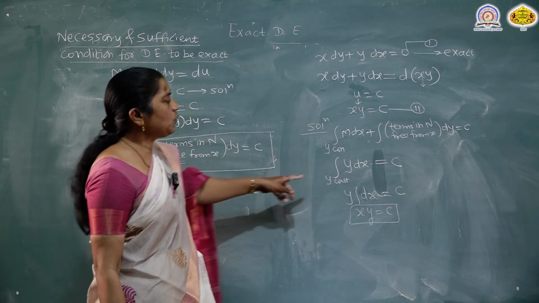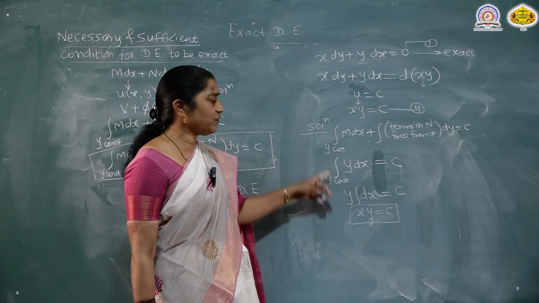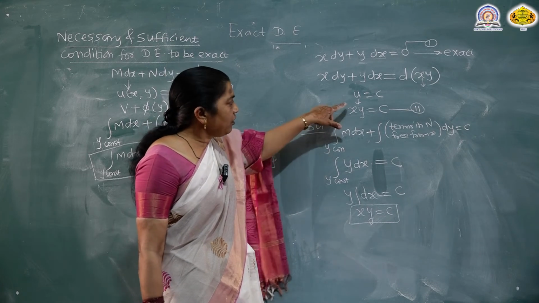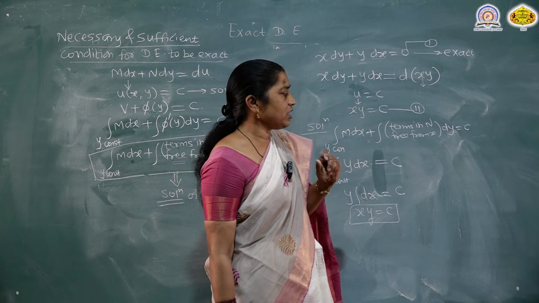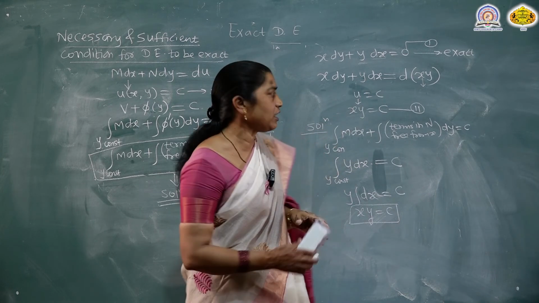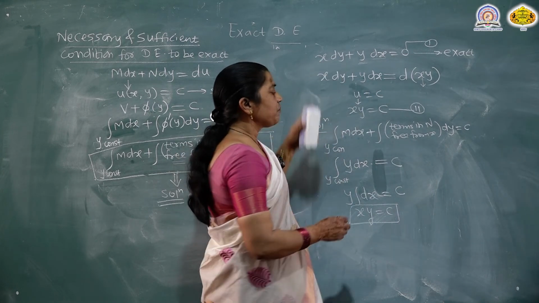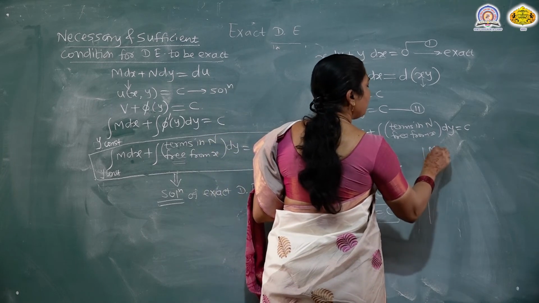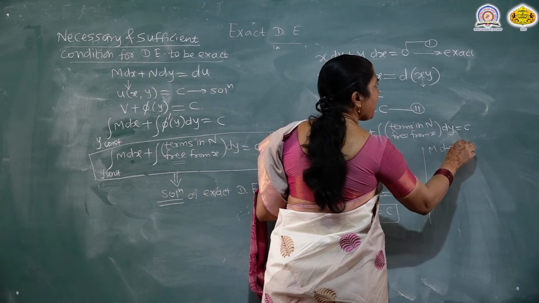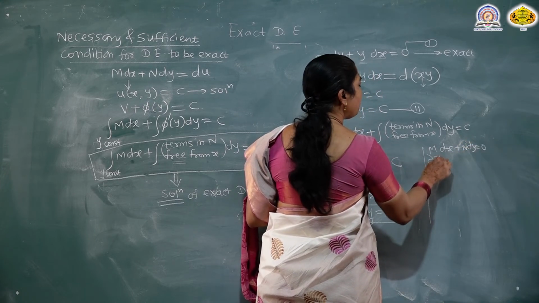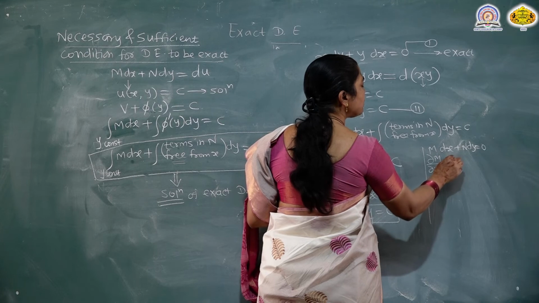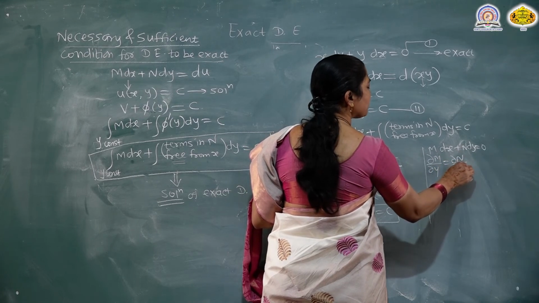So we are able to find the solution of the exact differential equation. We have written this as d of xy and then we say by definition it is exact. What is our condition? That can be satisfied also. We know that the equation M dx plus N dy equal to 0 is exact if and only if ∂M/∂y is the same as ∂N/∂x.